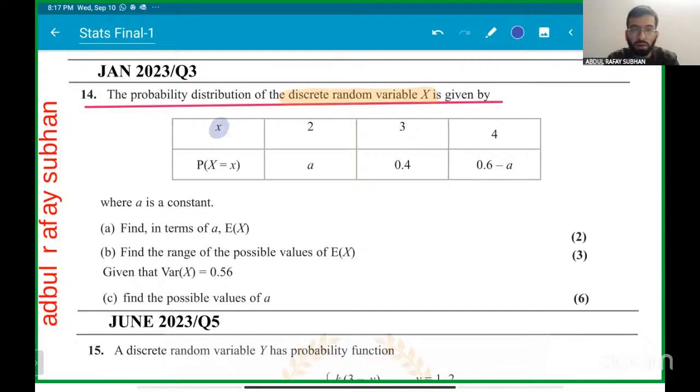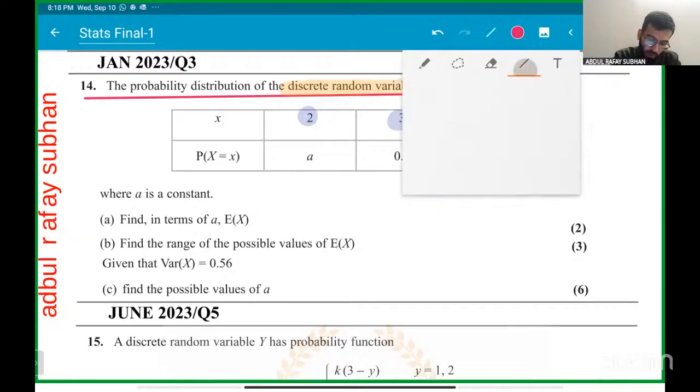X stands for discrete random variable. It can be the number of houses, number of cars. If we ask how many people have two cars, the probability is A. How many people have three cars, the probability is 0.4. How many people in a town have four cars, the probability is 0.6 minus A. X can be any discrete random variable: the number of calculators, how many pens each student has, how many horses, how many eggs each student has.